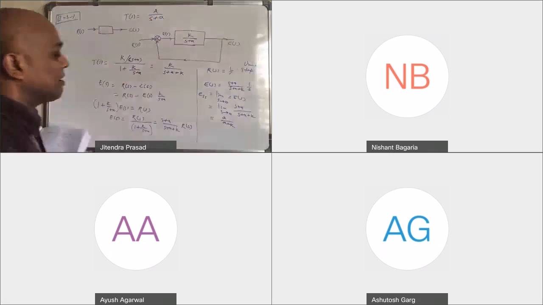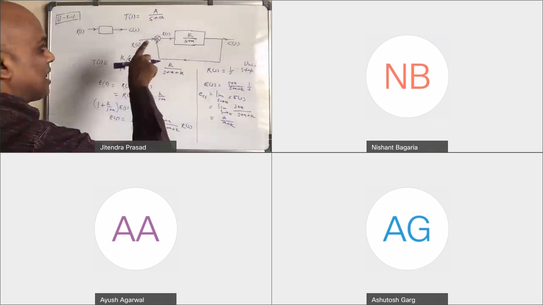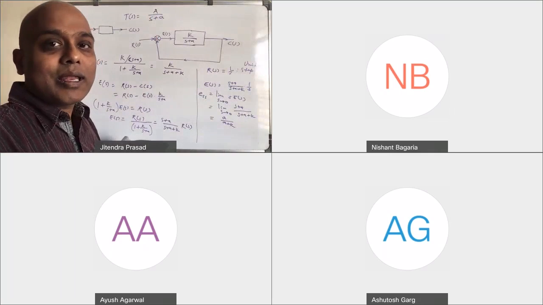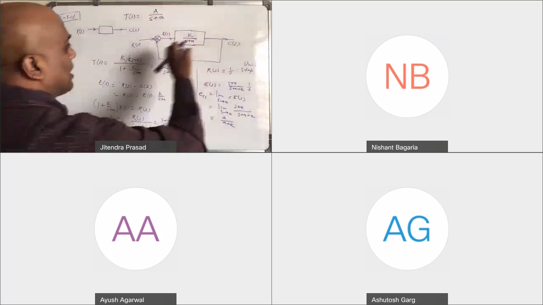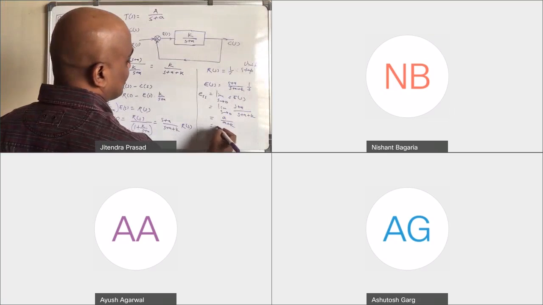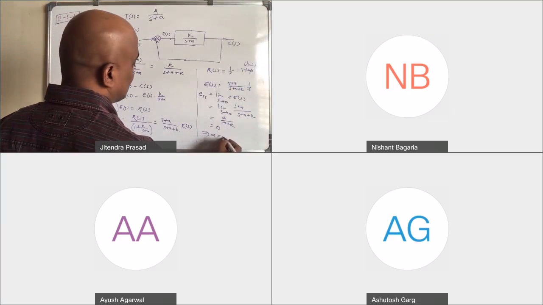Only thing is, we are assuming that the thermometer should, in the long run, if you give an input, the output should match the input. And in that case, steady state error should be 0. And this tells you a has to be equal to 0.